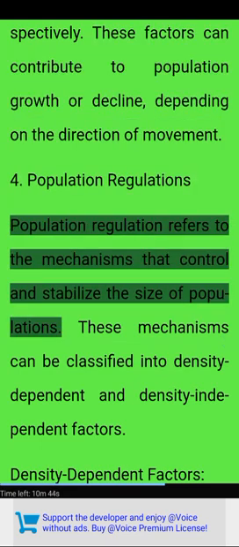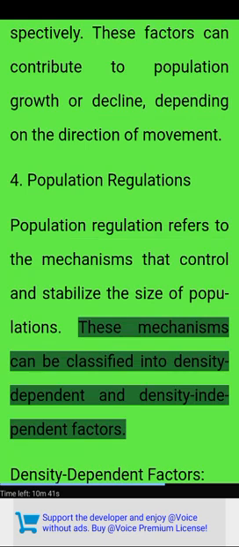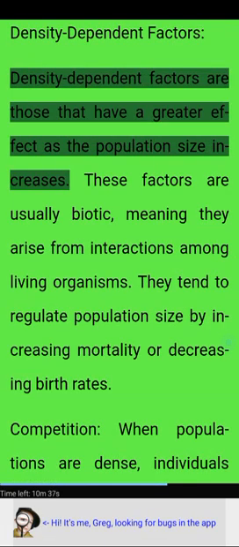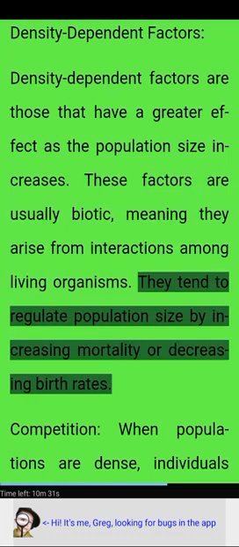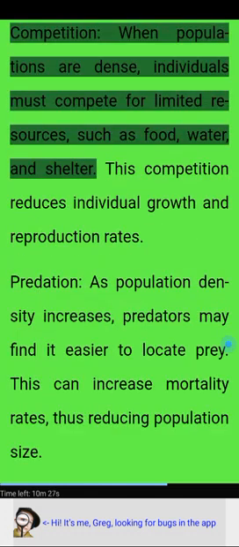4. Population regulation. Population regulation refers to the mechanisms that control and stabilize the size of populations. These mechanisms can be classified into density-dependent and density-independent factors. Density-dependent factors are those that have a greater effect as the population size increases. These factors are usually biotic, meaning they arise from interactions among living organisms. They tend to regulate population size by increasing mortality or decreasing birth rates.